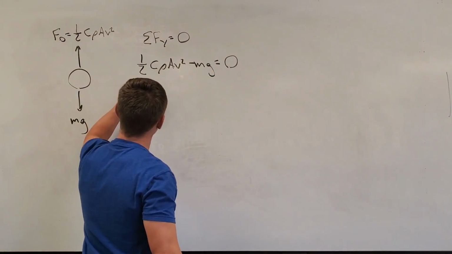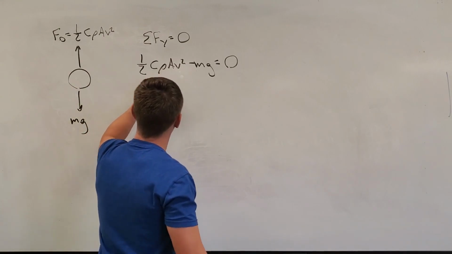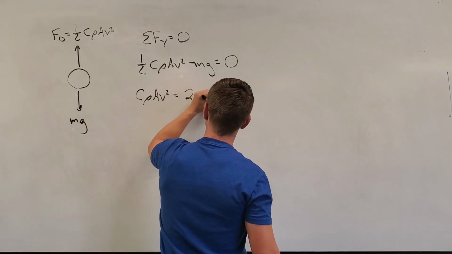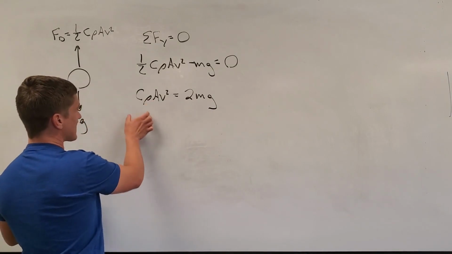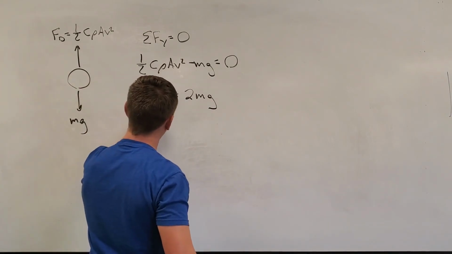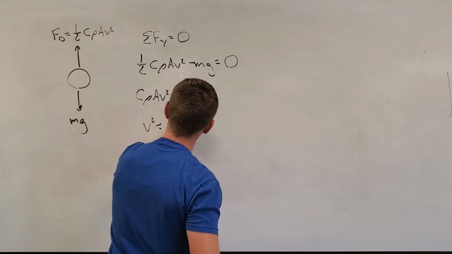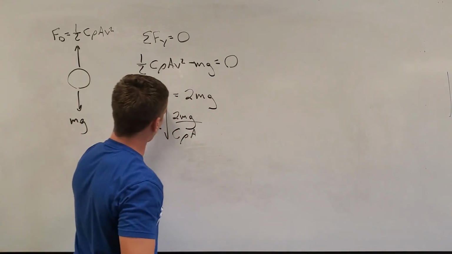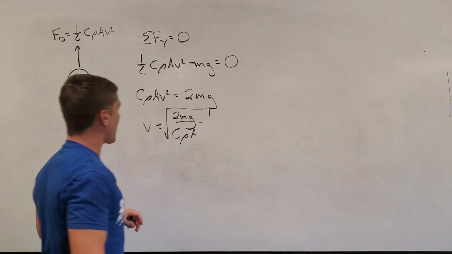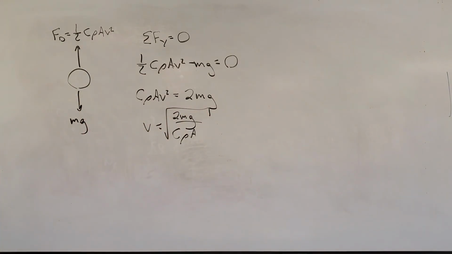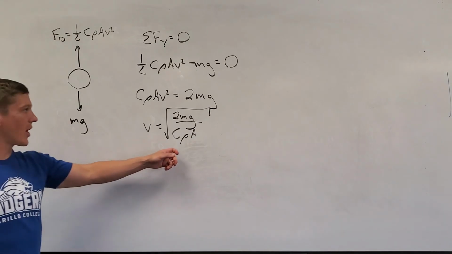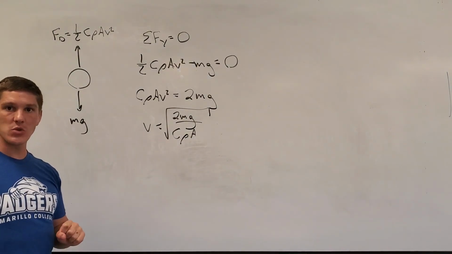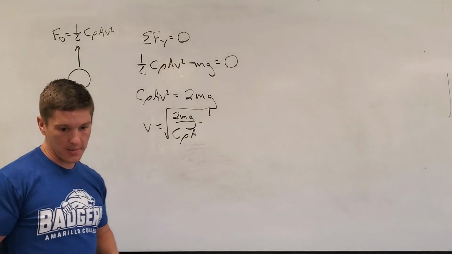So I get that c rho A v squared is going to be equal to 2mg. I divide both sides by c rho A. V squared is going to be equal to 2mg divided by c rho A. I take the square root of both sides and I get my terminal velocity equation. So now that we know what our terminal velocity equation is, we can just plug values into it. So let's go ahead and do that.